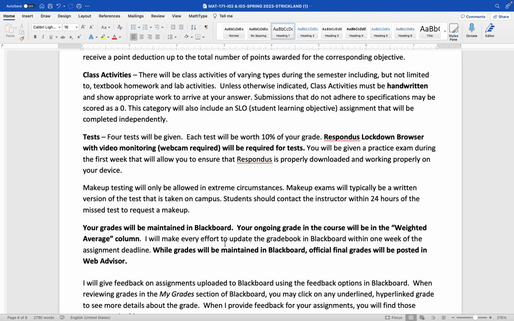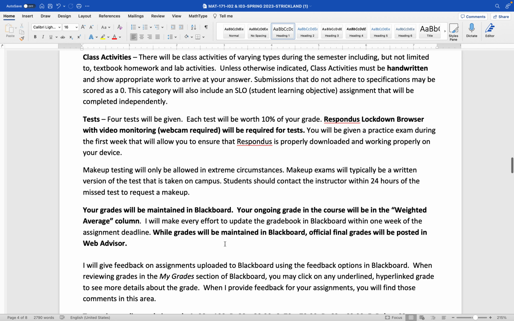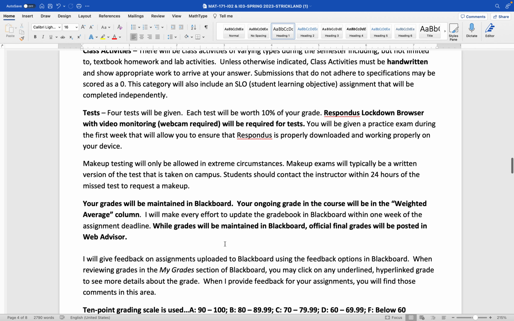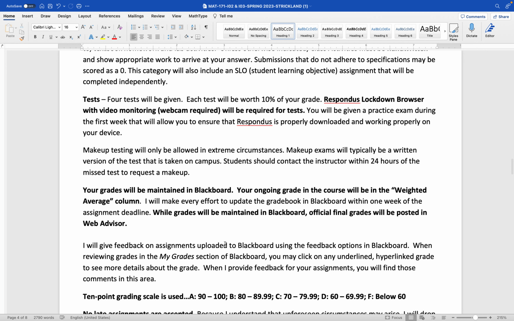Students should contact the instructor within 24 hours of the missed test to request a makeup. And your grades will be maintained in Blackboard. Your ongoing grade in the course will be in the weighted average column. I will make every effort to update the grade book in Blackboard within 1 week of the assignment deadline.